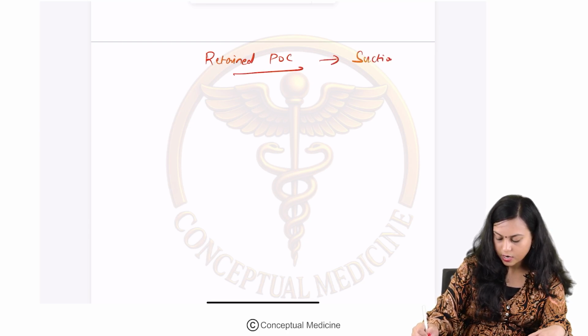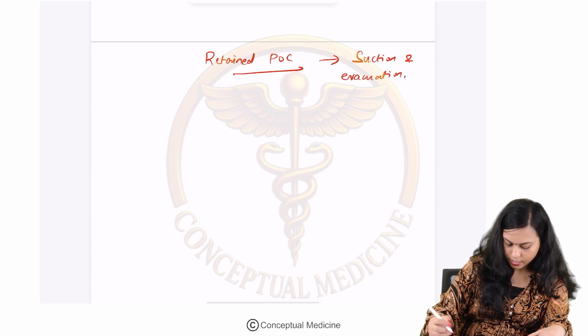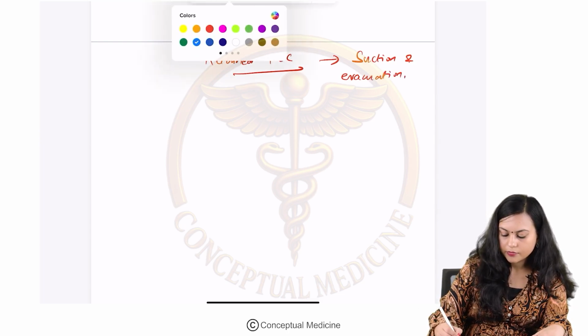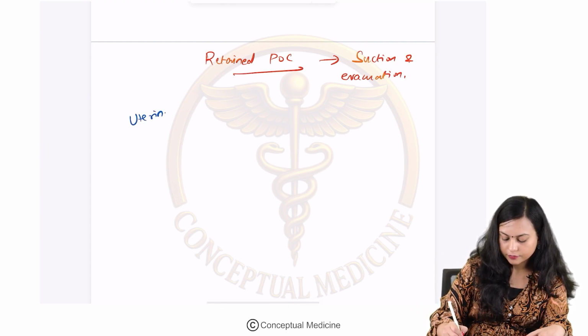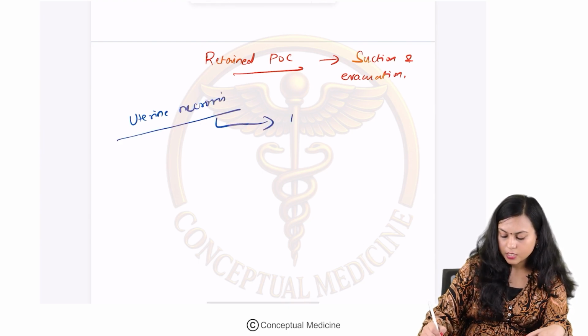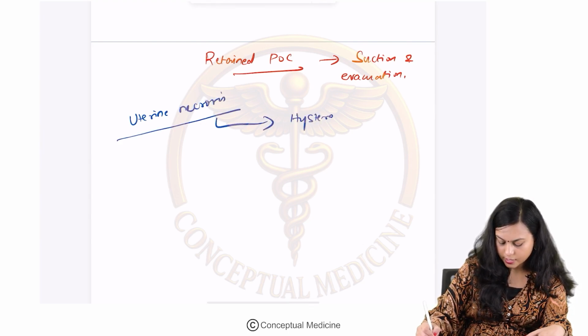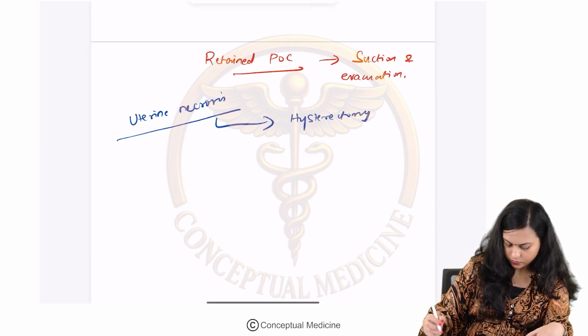Suppose if you see any retained products of conception that has led to the sepsis process, then immediately suction and evacuation must be planned. Suppose the uterus has been involved extensively and uterine necrosis has set in, in rare cases that may even end up in hysterectomy.